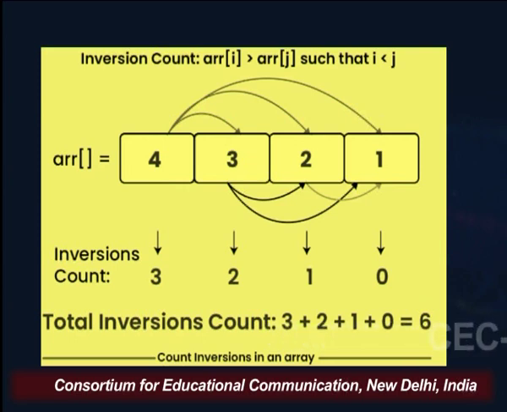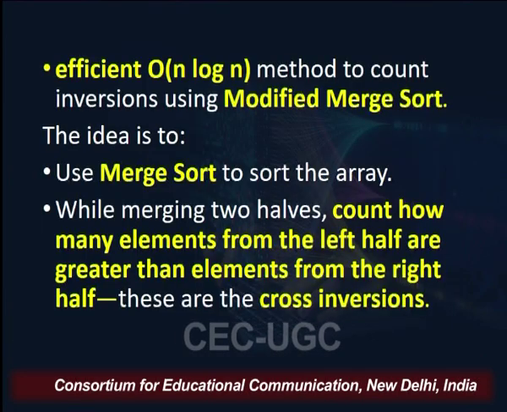Now, if we look into the mathematical formula for the total number of inversion counts in a maximally unsorted array like this one on the screen, 4 3 2 1, it is going to be n into n minus 1 by 2. So, that is the count.